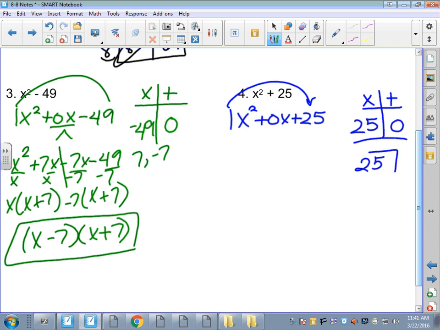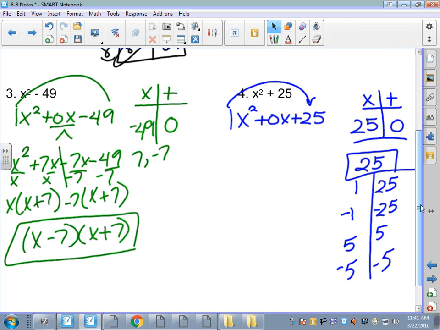Just to show you, in your product sums, the only numbers that multiply to give you a positive 25 are 1 and 25, negative 1 and negative 25, positive 5 and positive 5, or negative 5 and negative 5, all of which do not add up to 0. This will give us a sum of 26, negative 26, 10, and negative 10. So I've exhausted all possibilities. This is prime. This does not exist.